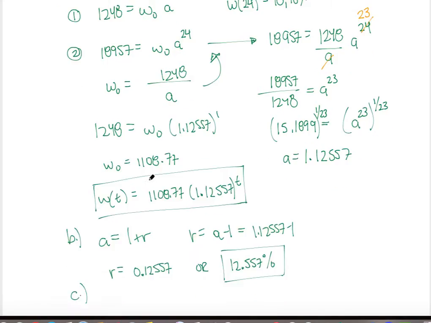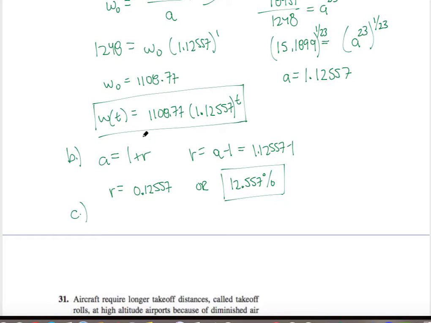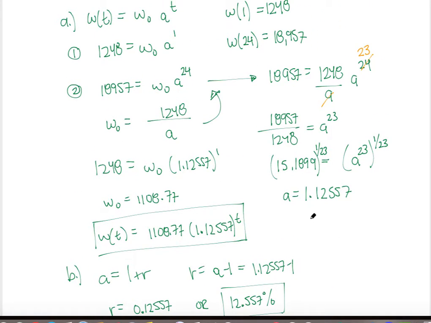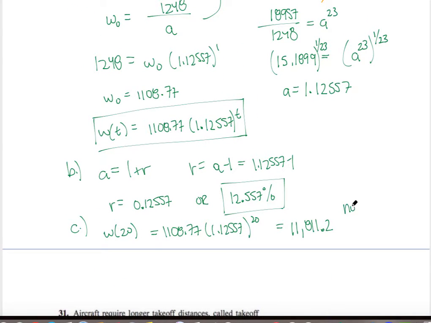Now C asks us that the number of cases had more than doubled between 2000 and 2004. Does our model confirm that report? Well, all we have to do is just check what it was in the year 2000. So we'd say W of 20, because that's the year since 1980, is equal to 1108.77 times 1.12557 raised to the 20th power. So plugging this into our calculator, we see that this is 11,811.2. So compared to the 18,957 it was in 2004, it does not double from those years.